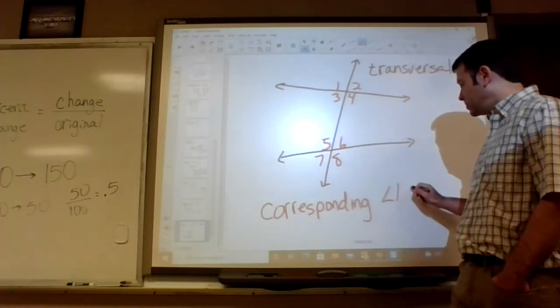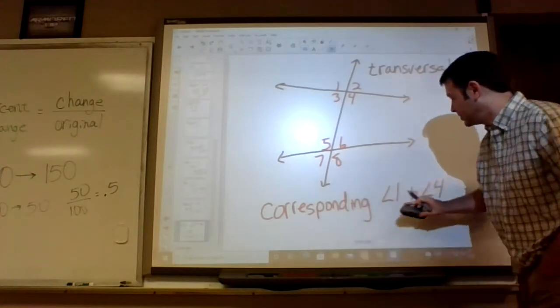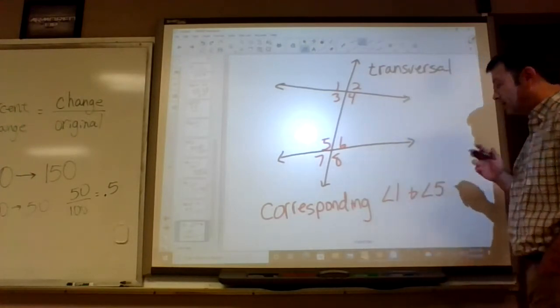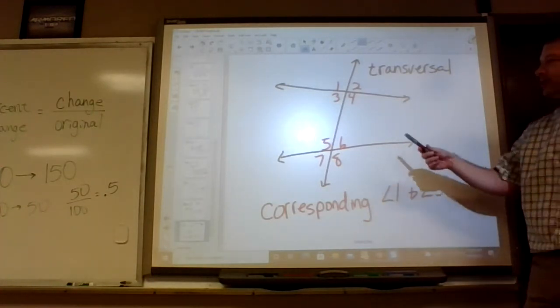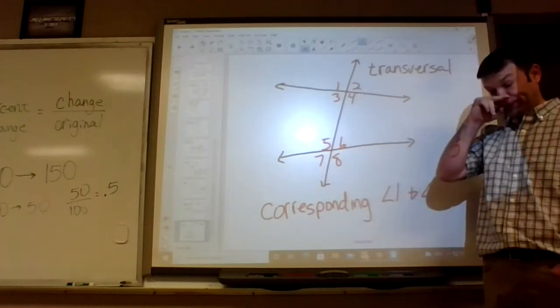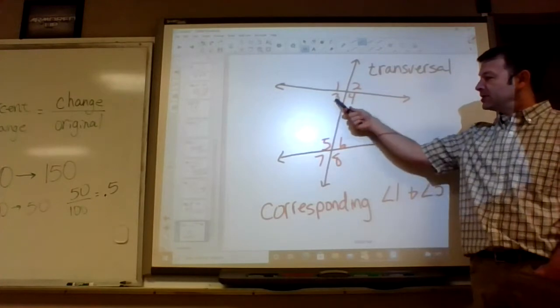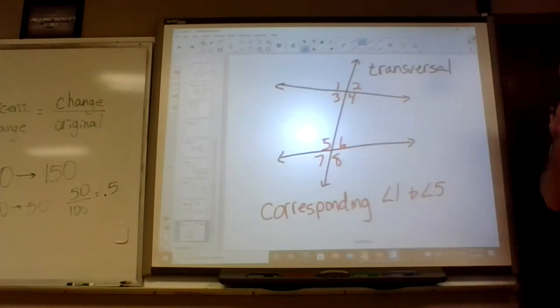Like angle 1 and angle 5. So what other angles are corresponding besides 1 and 5? 2 and 6. What else? 8 and 4. What else? 3 and 7. Do you see it? Those are called corresponding angles.